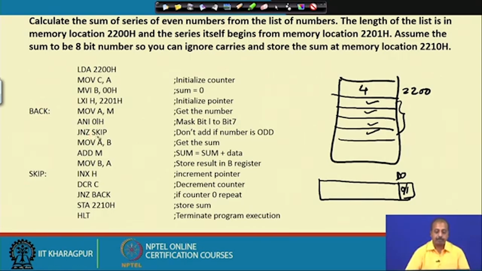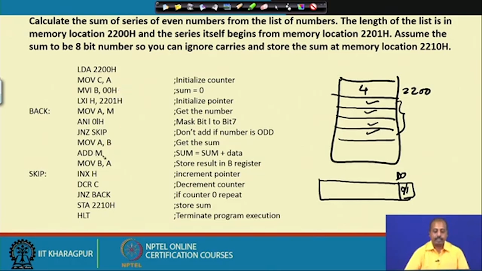If the result is not 0, then it is an odd number, and in that case, we do not need to add it. But if after this ANDing the value becomes 0, that means the number is even, so we need to add it. We first move the B register content to the A register, because B was holding the intermediary sum. That is moved into the A register, then ADD M.